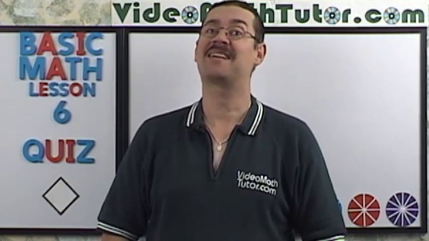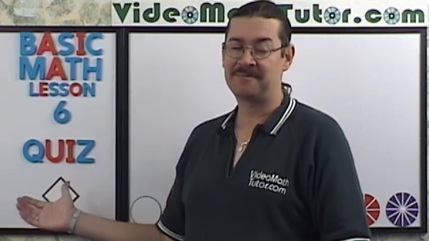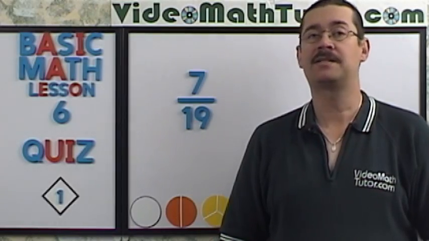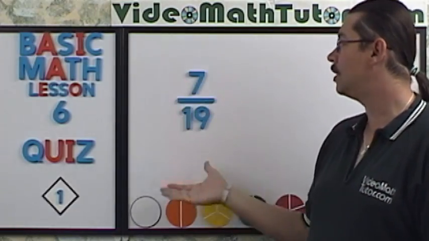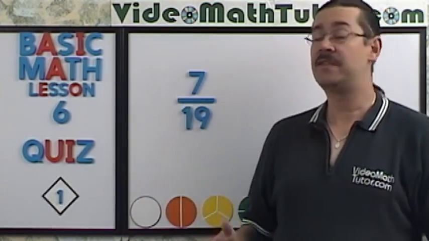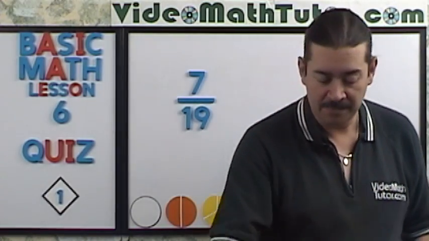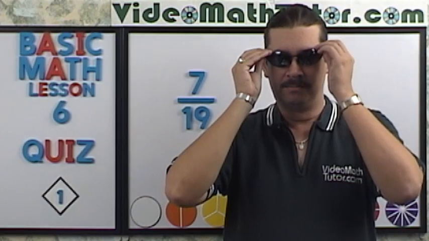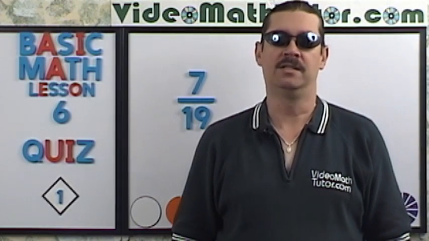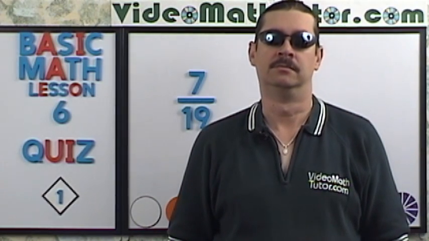Now it's time to answer the quiz. Question number 1 asks, which of these is the numerator and which of these is the denominator? Well, the 7, the one above, is the numerator. The 19 below is the denominator.